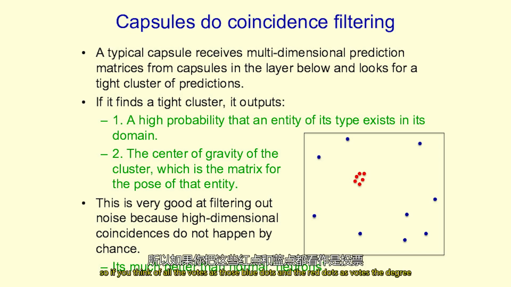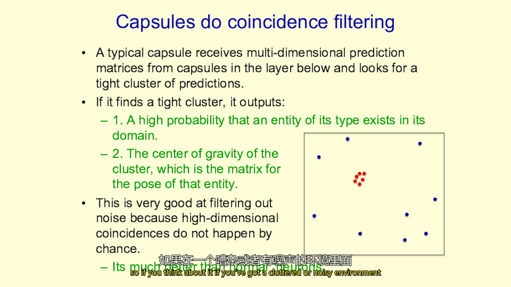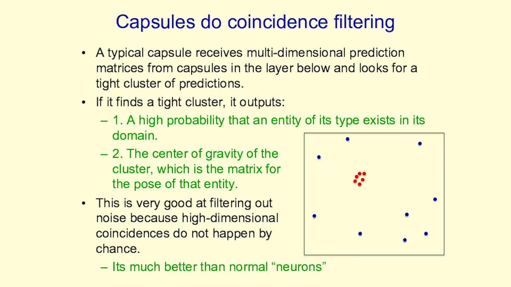So if you think of all the votes as those blue dots, and the red dots as votes that agree, you would then say, forget the outliers, we've got a whole bunch of votes that agree on something, and that's significant. So if you think about it, if you've got a cluttered or noisy environment, high-dimensional agreement is a very good thing to use to filter stuff out.